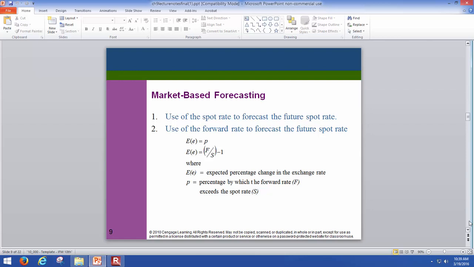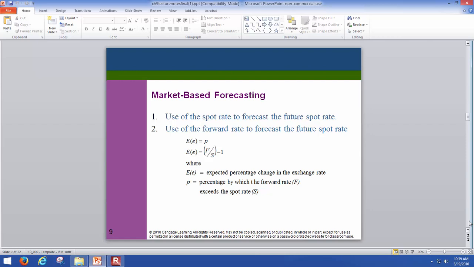Use of the spot rate to forecast the future spot rate. So what we are saying here is that the current spot rate is a good predictor of the future spot rate. The second is use of the forward rate to forecast the future spot rate. There, whenever we go to finance or economics, people usually say that the current forward rate is the best predictor of the future spot rate. And what we did say before was we talked about the expected change in the spot rate.